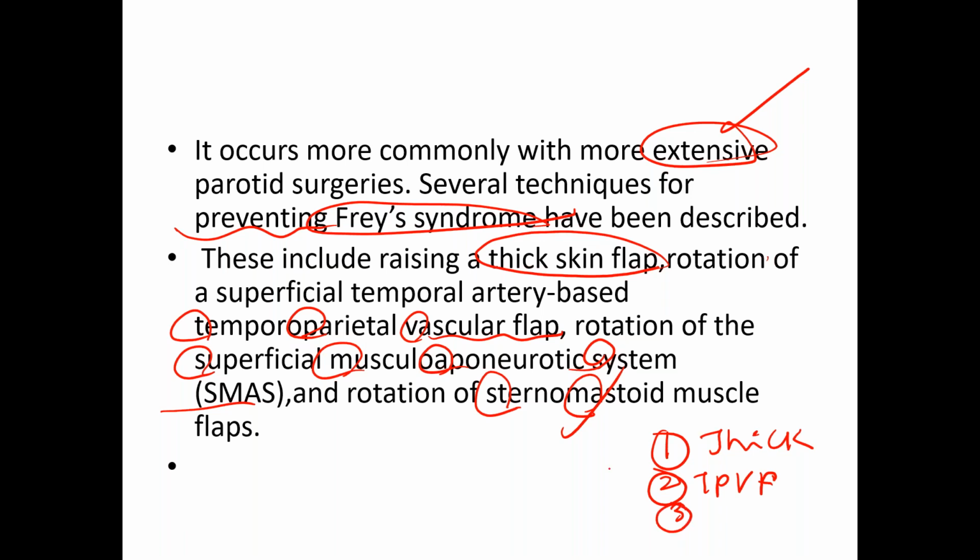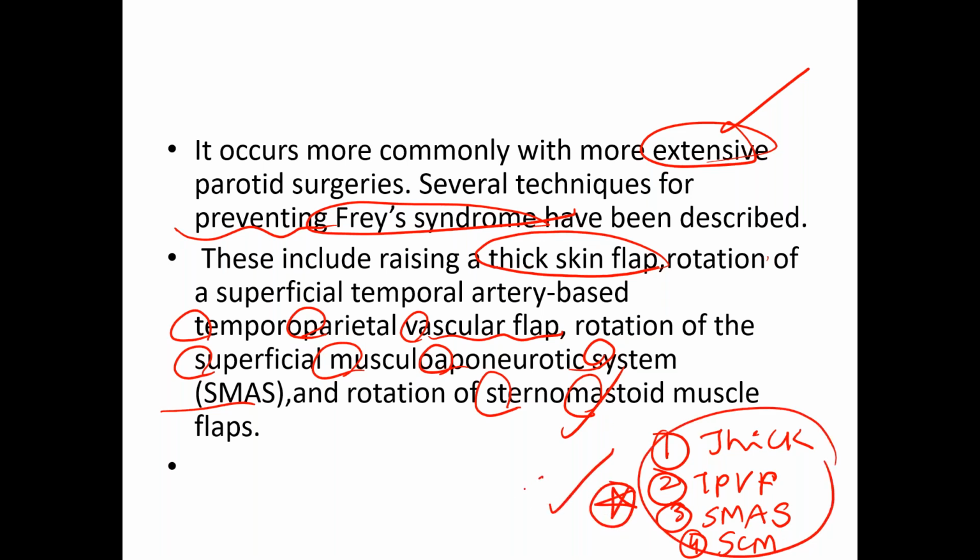Number three is the superficial musculo-aponeurotic system flap you can use. Number four is the sternocleidomastoid muscle flap. All these things you can write. Nobody in the state will write this, but you will be writing this answer, so you will get very good marks. If it is asked for 4 marks, you can write this: thick flap, temporoparietal vascular flap, superficial musculo-aponeurotic system, and sternocleidomastoid.